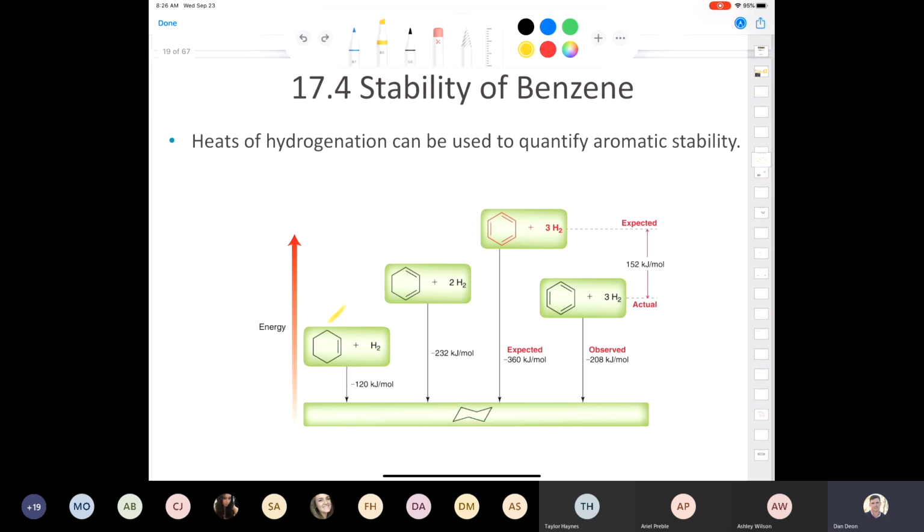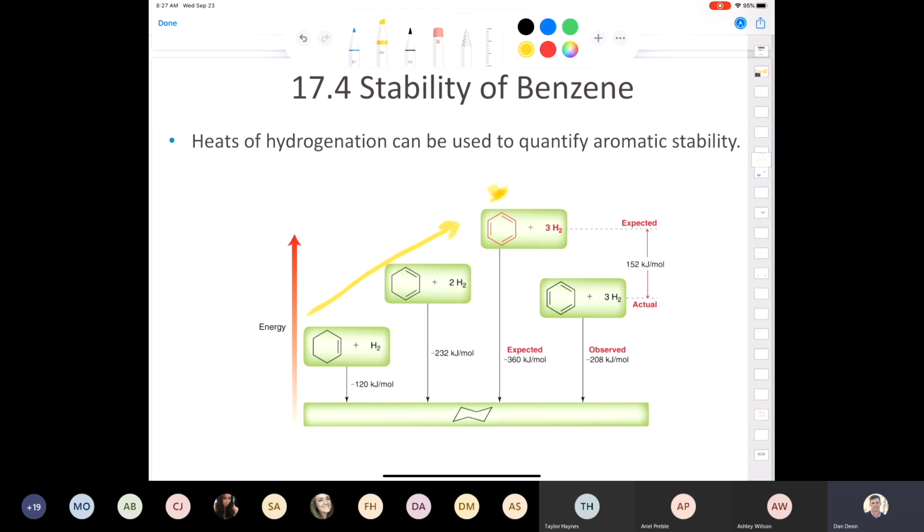If you have 1,3-cyclohexadiene and you hydrogenate that, you get about double the amount of energy released, because you're hydrogenating two double bonds. Now, this molecule highlighted in red is not benzene. It's a hypothetical molecule called cyclohexatriene. It doesn't exist, but going from one to two to three double bonds, you'd think the heat of hydrogenation should be a lot higher.